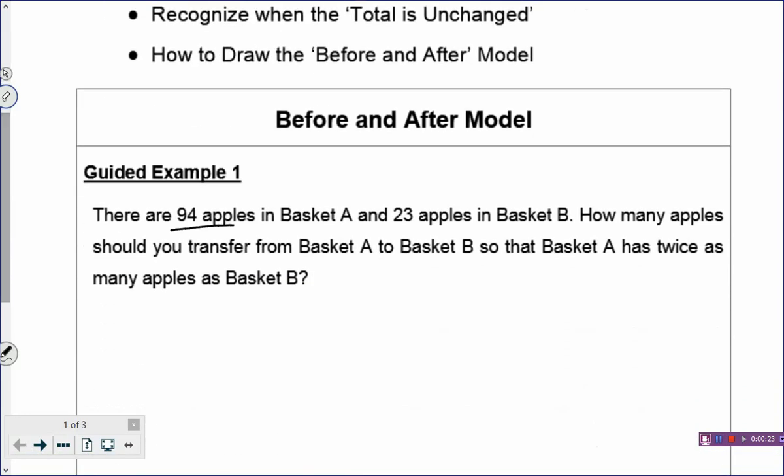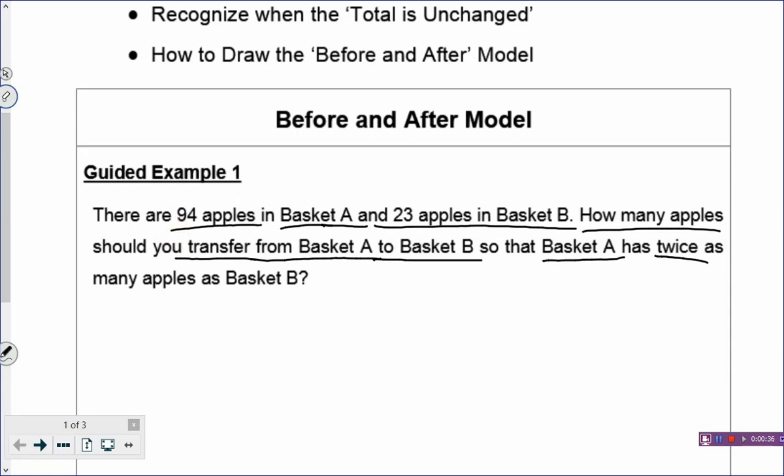Okay, there are 94 apples in basket A and 33 apples in basket B. How many apples should you transfer or take out from basket A to basket B so that basket A has twice as many apples as basket B?